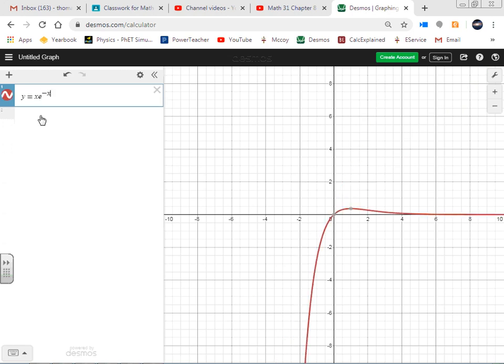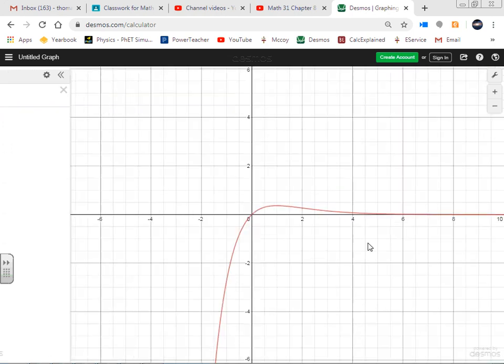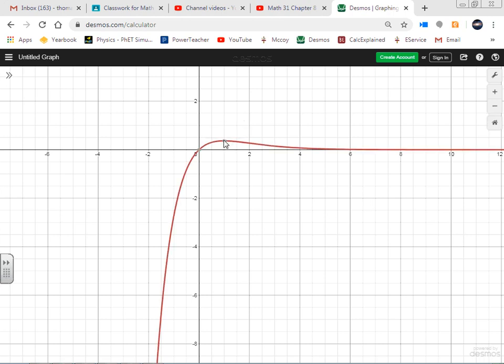Now, there's the max right there, 1 comma 0.368. 0.368 is 1 divided by e. I like showing this because I hope it illustrates that Desmos is not better than you, right? You can do this better than Desmos can because we can find the exact value.